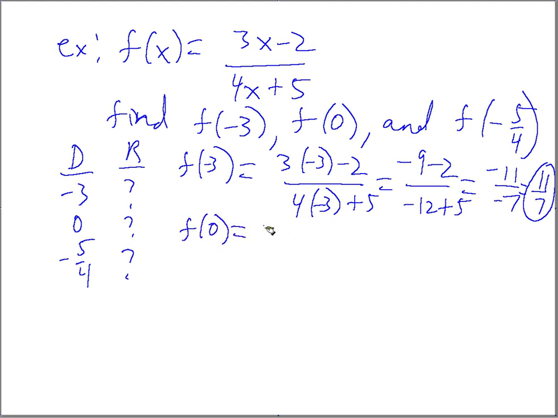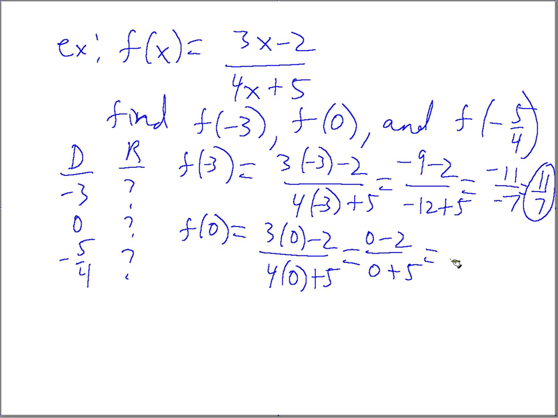All right. Similarly, f of 0, well, that shouldn't be too bad. Plug in 0 here. So 3 times 0 minus 2 over 4 times 0 plus 5. Well, again, as you can see, 3 times 0 is 0, so 0 minus 2 and 0 plus 5, so we get negative 2 over 5. Right? Negative 2/5 will be the range for the domain of 0. So this function maps 0 in the domain to negative 2/5 in the range. What about f of negative 5/4?